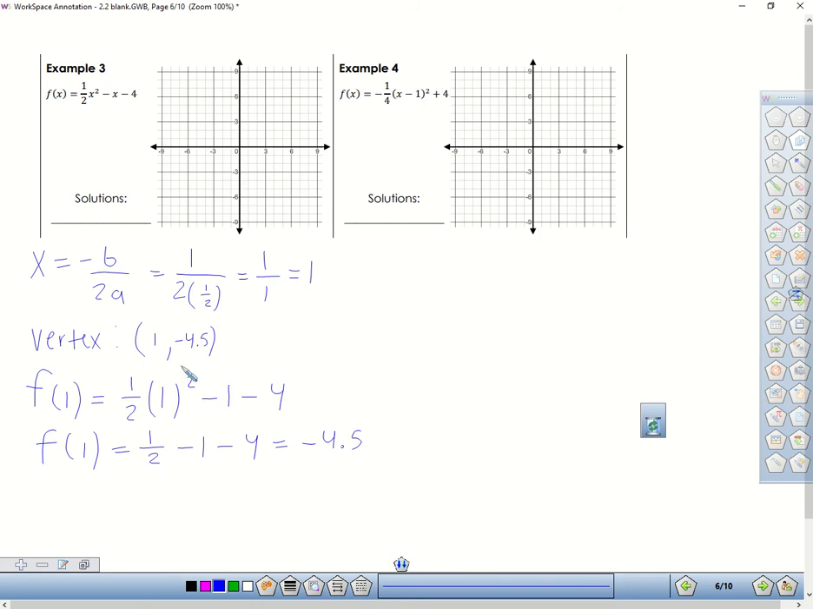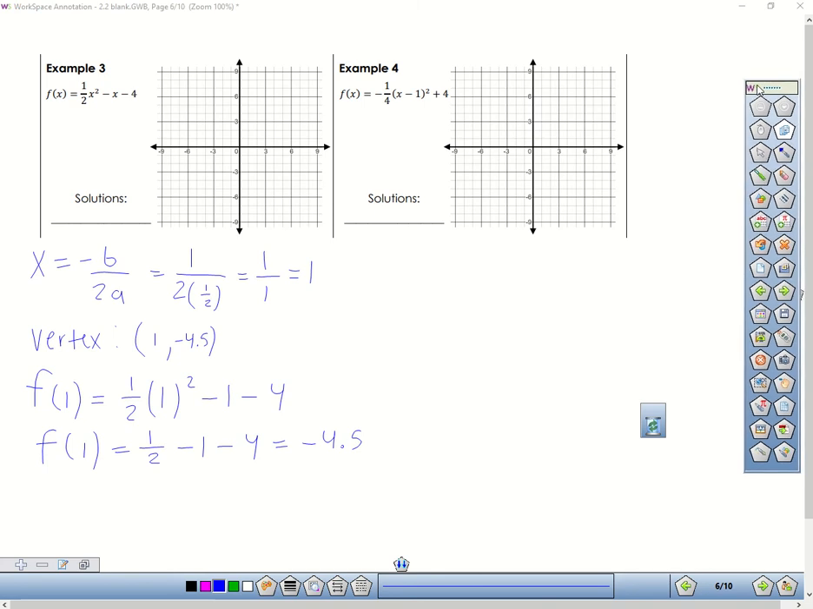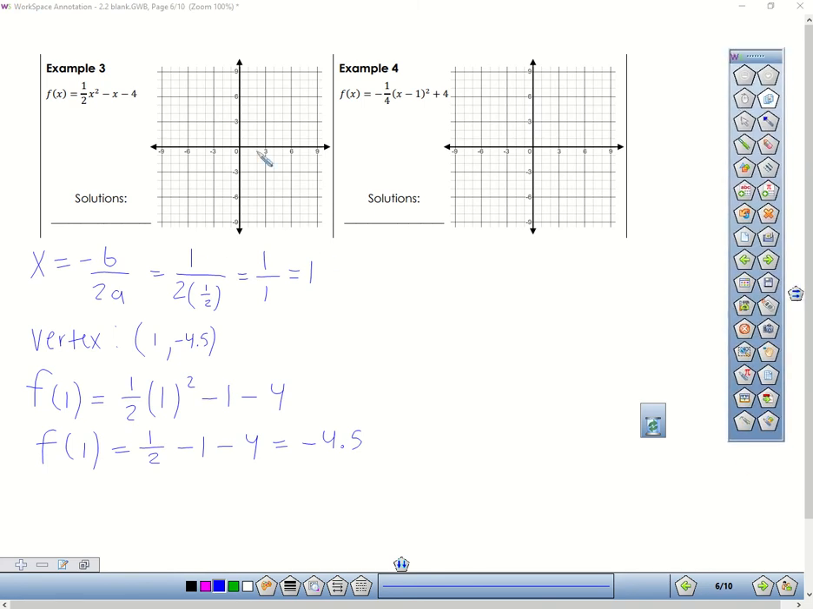So I just look over my work and double check that I didn't make any errors. It looks like I've done everything correctly. So once I get that, I can plot the vertex to start. So 1 and then negative 4 is here, so a little bit further than that, negative 4.5. It's right about here.